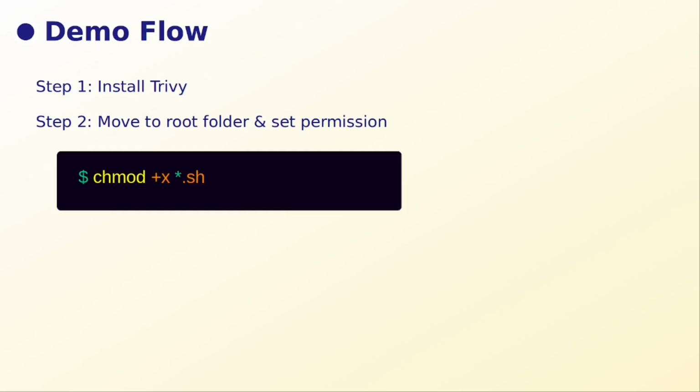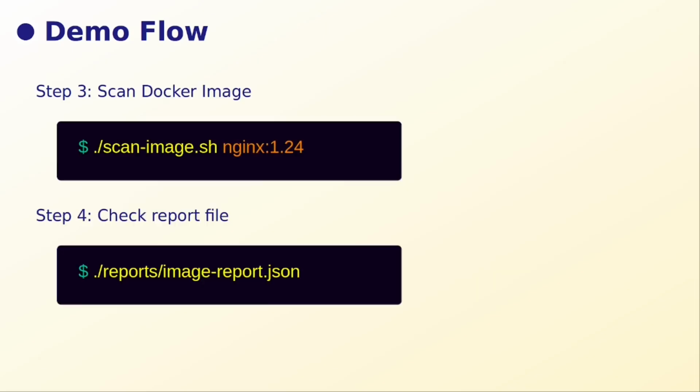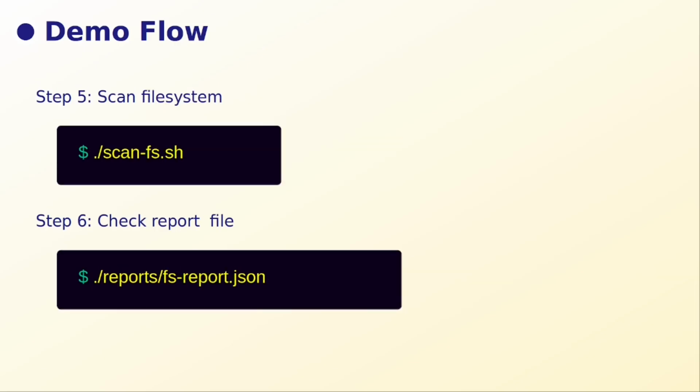Demo flow. Now let's look at the demo process. First, we install Trivy. Then we go to the project folder and make the script executable. Next, we scan the Docker image. After that, we check the generated report file. Then we scan the local file system. Finally, we check the file system report. This shows how we can quickly scan and generate security reports in real projects.